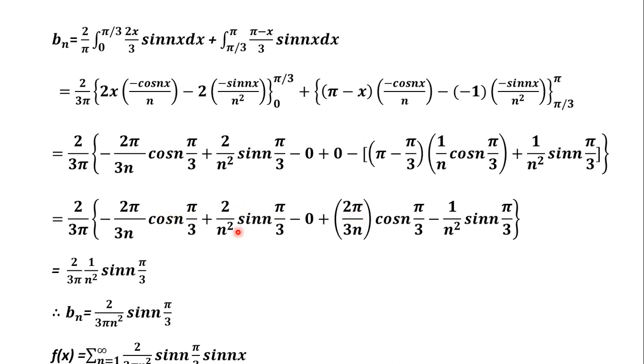We get 2 by n square sin n pi by 3 minus 1 by n square sin n pi by 3 as 1 upon n square sin n pi by 3. Therefore, bn is equal to 2 by 3 pi n square into sin n pi by 3. Now we substitute this value in f of x. Therefore, f of x is equal to summation 2 by 3 pi n square into sin n pi by 3 into sin nx. Thank you.